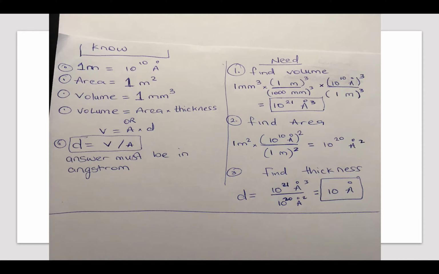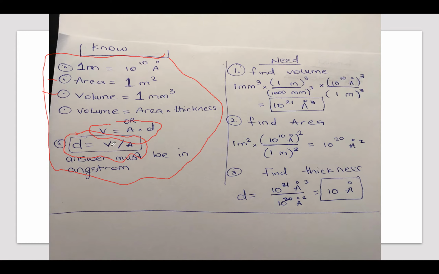Okay, so here's my solution. Let's go over this together. Again, here are the known quantities that I had circled in the last video. 1 meter equals 10 to the 10th angstrom. The area was given to us. Volume is given to us. And what's volume? Volume equals area times thickness, D. And then we solve for D. We isolate D, so we divide by A on both sides. So D equals V over A. So this is what we're looking for right here. Thickness equals volume over area.